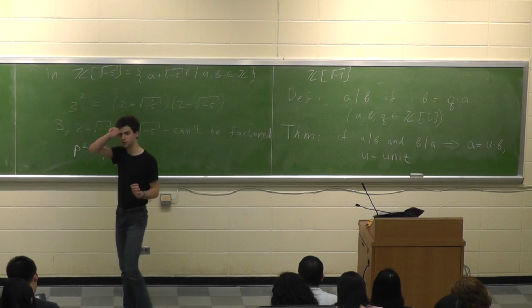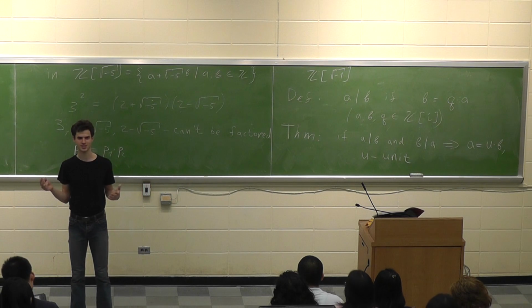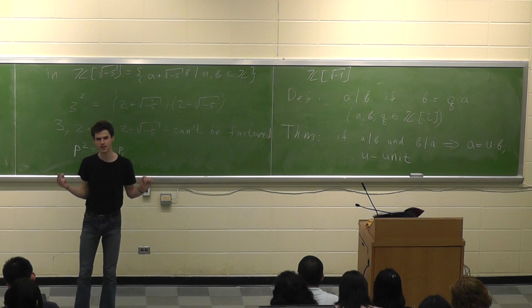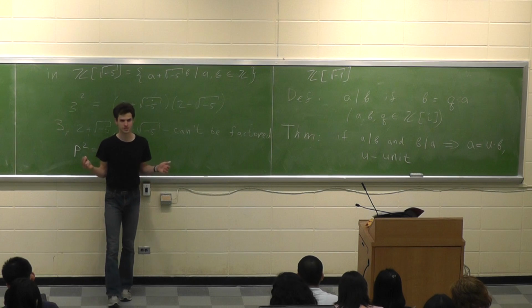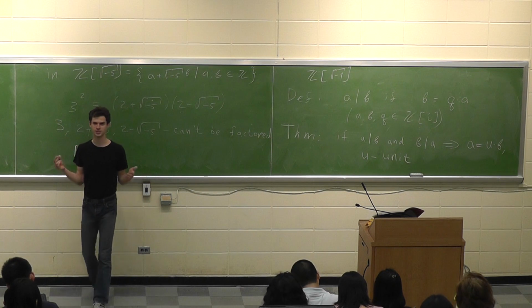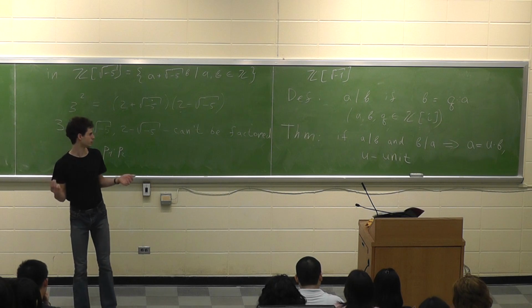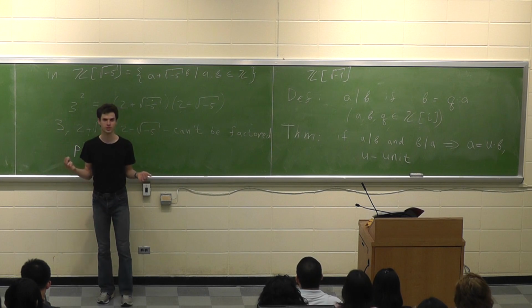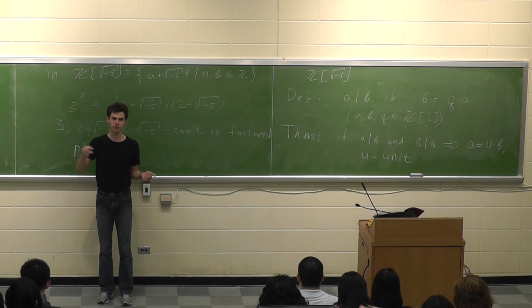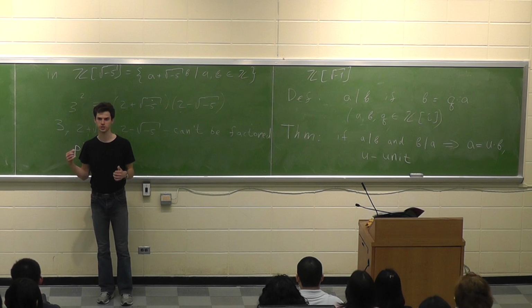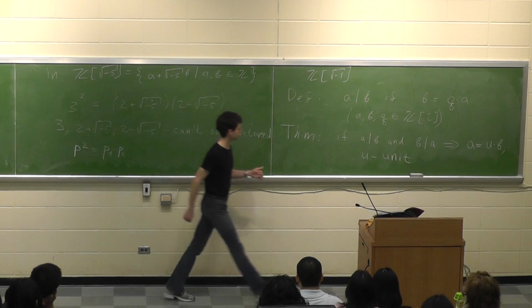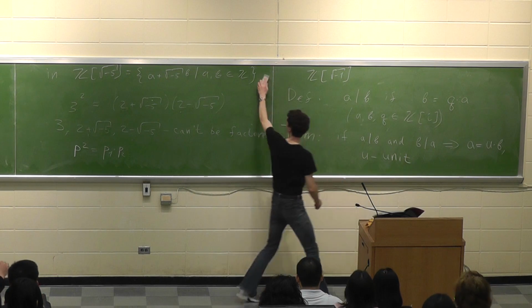And the unit, if you recall, is either plus minus 1 or plus minus i. Another characterization is a Gaussian integer whose norm is equal to 1. Or yet another characterization is a Gaussian integer such that 1 over this number is also a Gaussian integer. So let's see what we have here.